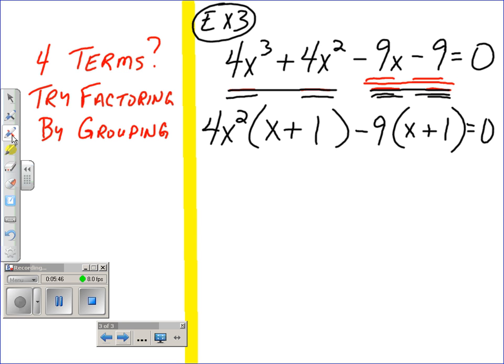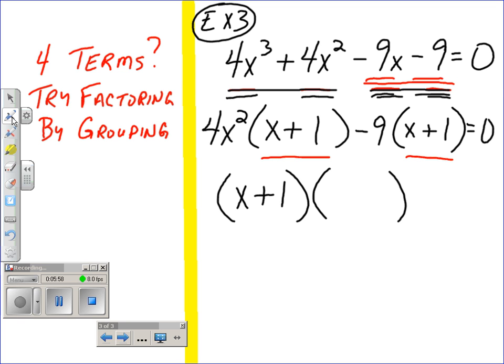What do these guys have in common? I notice that they have an x plus 1 in common. So I'm going to put that in front, just like we always do. We find what they have in common and we put it in front. What goes in the parentheses right next to it? The leftovers. And what's left over after I take these out? The 4x squared and the minus 9. So they go in our leftover parentheses. We still have equals 0.